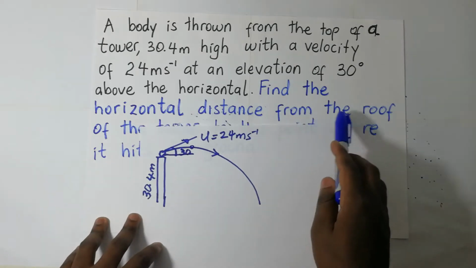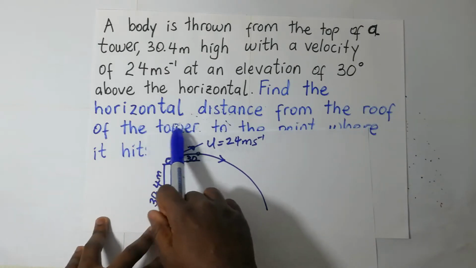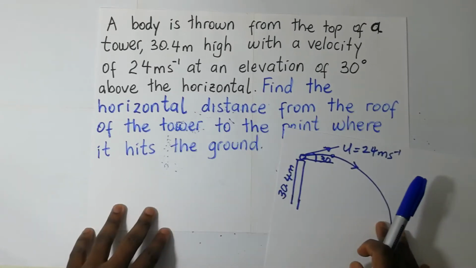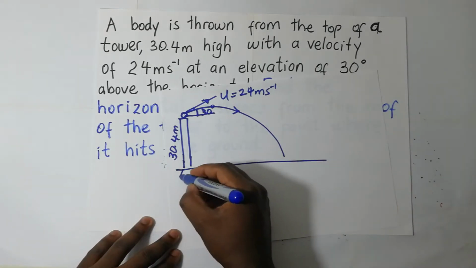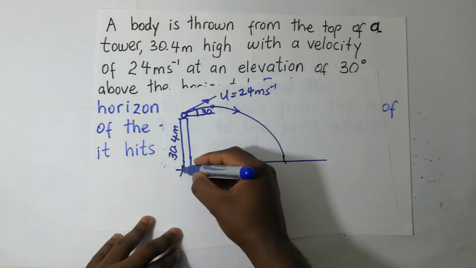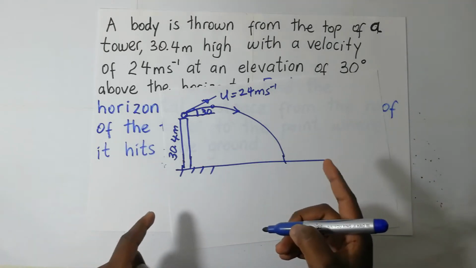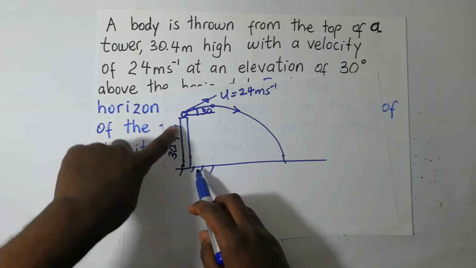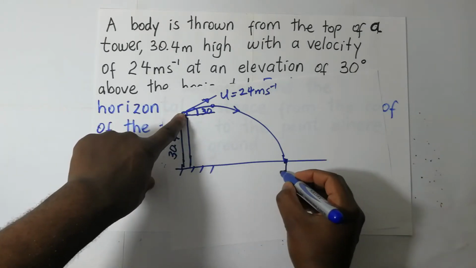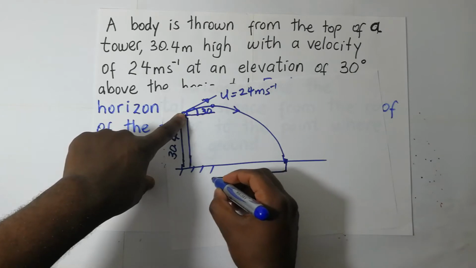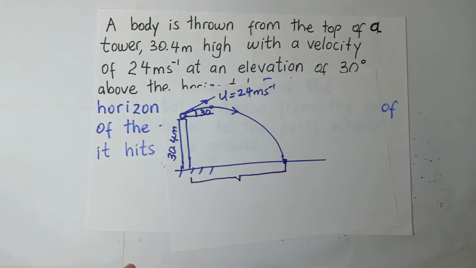Find the horizontal distance from the roof of the tower to the point where it hits the ground. This is the tower, and right down here, this is our ground, and they want us to find the horizontal distance. So the horizontal distance is the distance from the roof to where it hits the ground. This is where it hits the ground. They want us to find this horizontal distance right there.